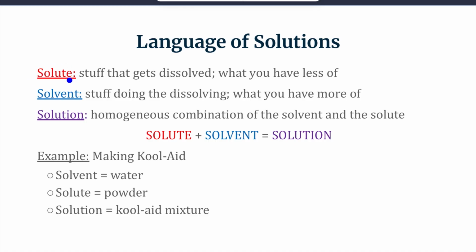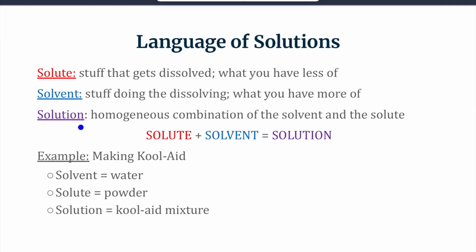Our solute is what is getting dissolved. It is what you have less of. Our solvent is what is doing the dissolving. It is what you have more of. Often we have that as water, but we are going to talk about some other solvents today as we talk about other solutions and colligative properties.